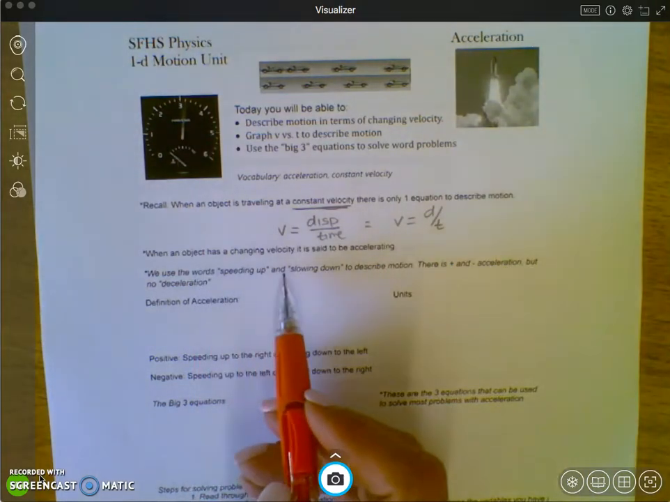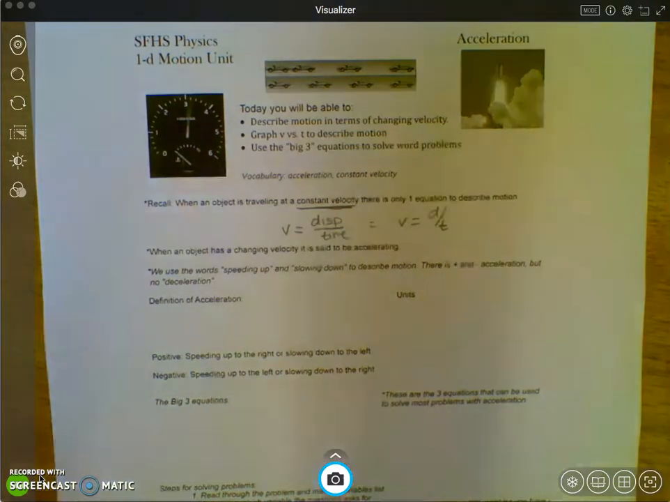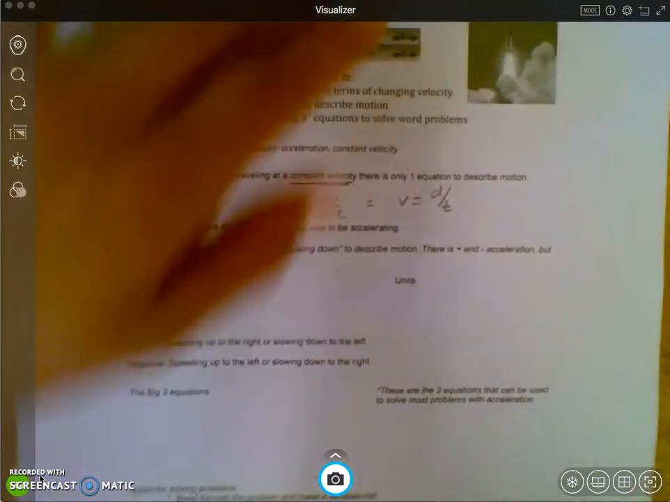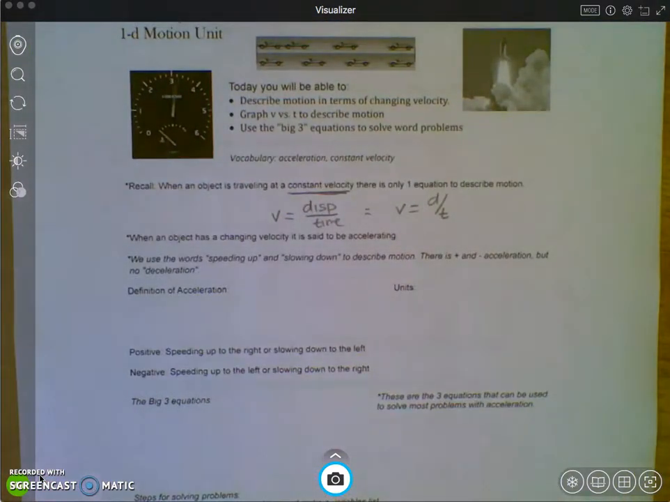When an object has a changing velocity, it is said to be accelerating, okay? Now we normally think of acceleration as speeding up, but in this case, we're not going to use the word deceleration. So we're either going to have a positive acceleration or a negative acceleration, and we'll talk about what that means, and how we assign those. It's not necessarily that speeding up is positive and slowing down is negative. That is not the case. It's a little bit more confusing than that, although we're going to do a lot of work with it, and you guys should hopefully be able to pick that up pretty quick, okay?